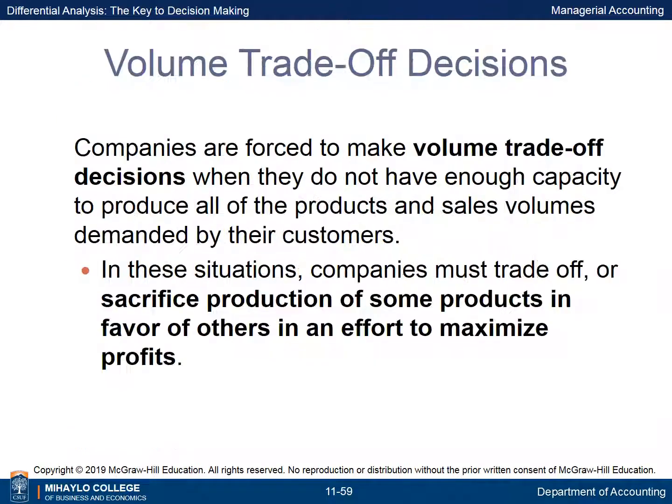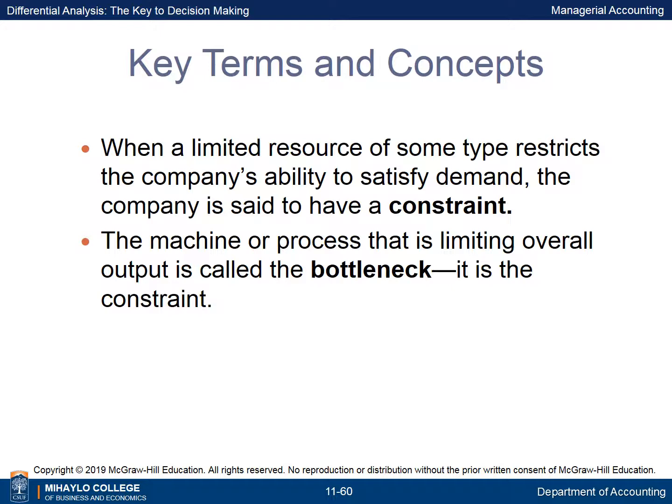per unit. Companies are forced to make volume trade-off decisions when they do not have enough capacity to produce all of the products and sales volumes demanded by their customers. In these situations, companies must trade off or sacrifice production of some products in favor of others in an effort to maximize profits. When a limited resource of some type restricts the company's ability to satisfy demand, the company is said to have a constraint. The machine or process that is limiting overall output is called the bottleneck.